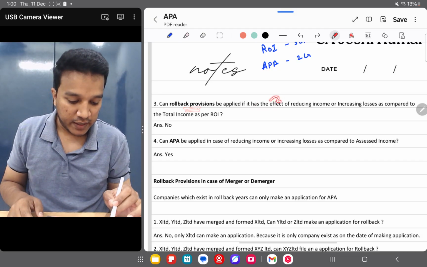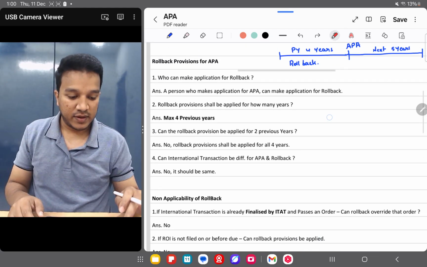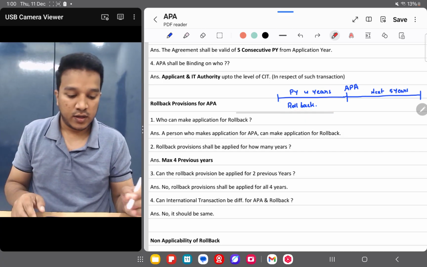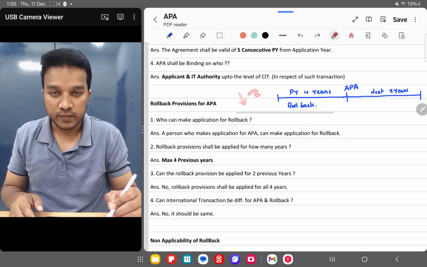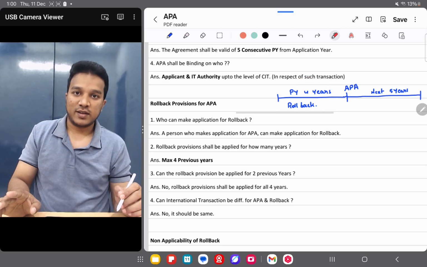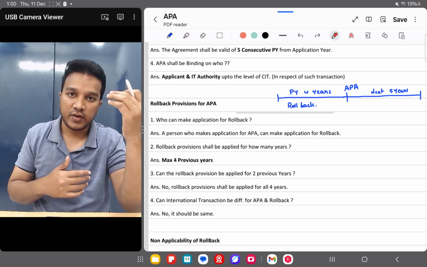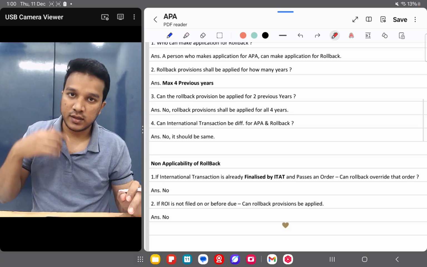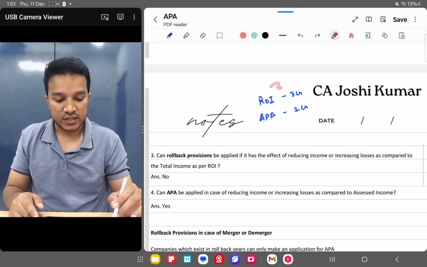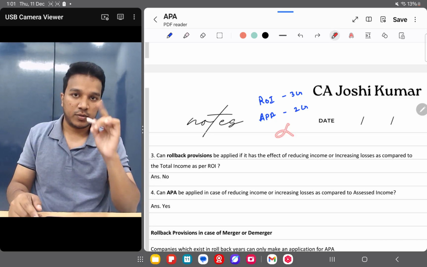Can rollback provisions be applied if it has the effect of reducing income? Another important point. Here we entered into an APA rate. Now you are applying this agreement to the previous 4 years. If, once you apply it, it is reducing the revenue, then rollback provisions won't apply. This is in favor of the department. If you're going for rollback, go only if it is increasing the revenue, otherwise no. If it is reducing the revenue or increasing the losses, then rollback provisions will not be applicable. See, as per return of income you declared 3 crores, but as per APA it is coming to 2 crores, then rollback provisions won't apply.